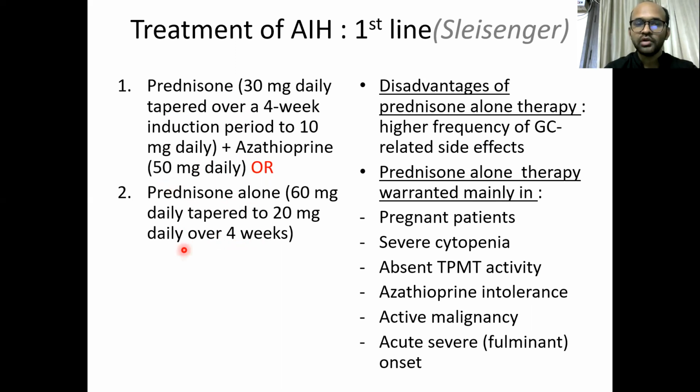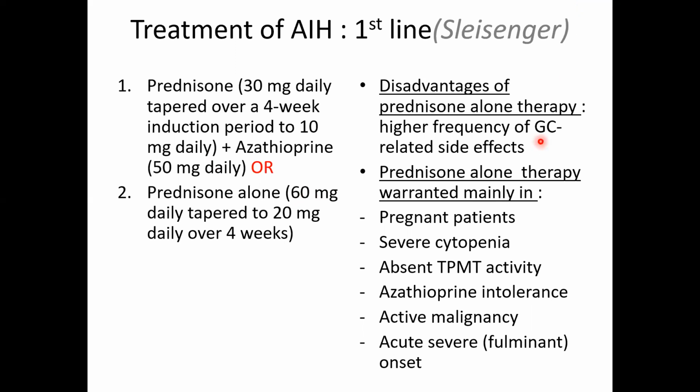So in prednisolone alone therapy, you have to give it at a dose of 1 mg per kg per day. Okay. So 60 mg daily, you taper it to 20 mg daily over 40 weeks, right? So this is a higher dose therapy. So this is prednisolone alone therapy. Now, disadvantages of prednisolone alone therapy is definitely you have higher risk of glucocorticoid side effects, but it is indicated in patients who are pregnant, because azathioprine is not very safe in pregnant patients. So you would rather go for prednisone alone therapy.